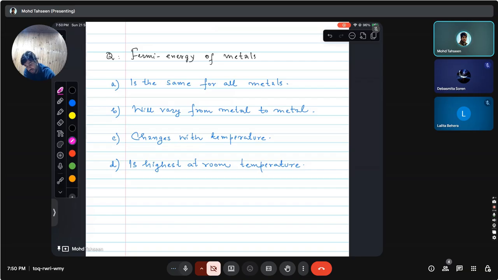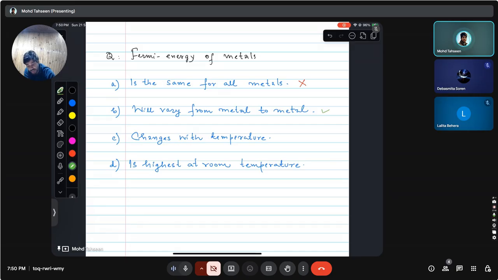So no, it will not have the same energy. The Fermi energy changes because first it depends on the number of electrons present in the system. The more electrons you fill, the higher and higher energy states you are going to fill. So no, it will not be the same for all metals. A heavier metal, meaning one which has more electrons, will in general have higher Fermi energy. So this is wrong.